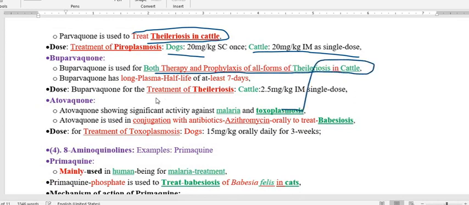As far as buparvaquone is concerned, the dose is for both therapy as well as prophylactic measure for all forms of theileriosis in cattle. The dose for cattle is 2.5 mg per kg intramuscular as a single dose.